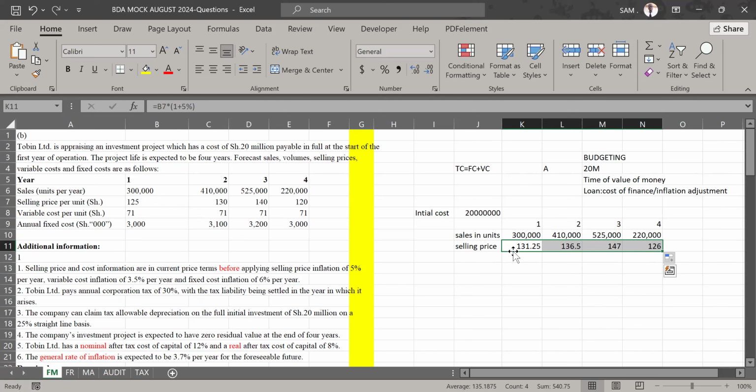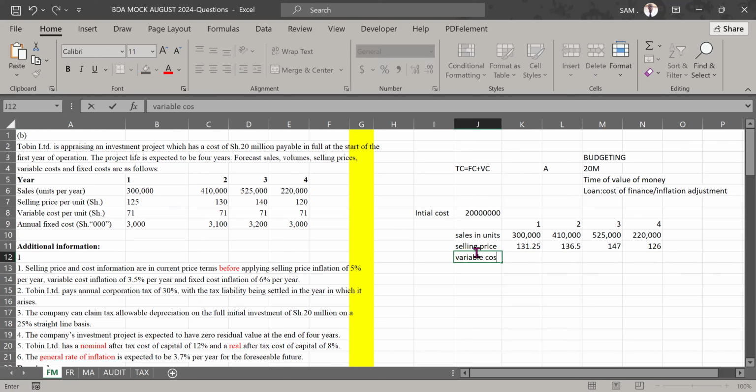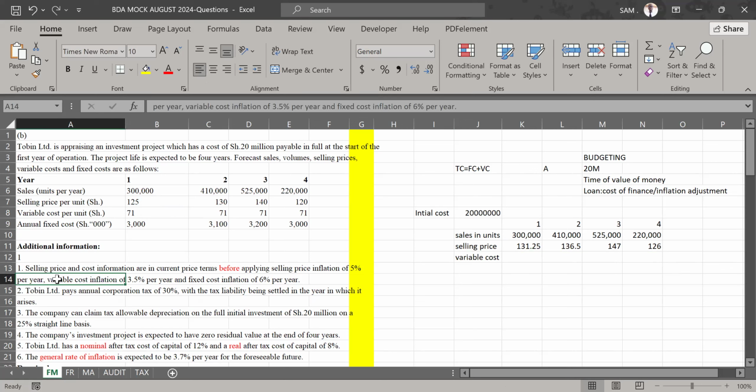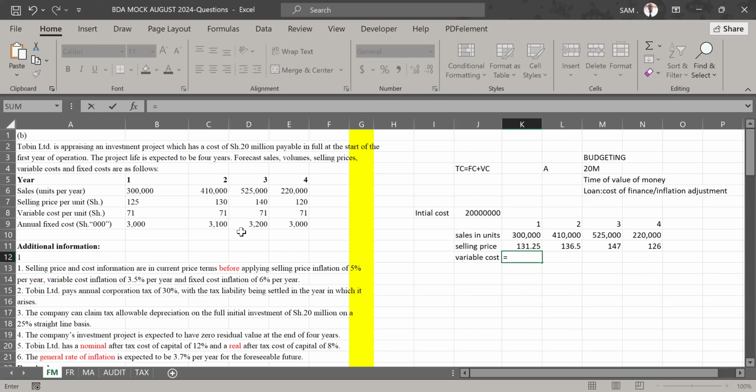We go to the next bit. Which bit is it? Now let's move to variable cost. That is the next element. Again, in the same note one, the examiner told us there is also an adjustment for the variable cost. By how much? 3.5%. So we do the same. We go there and refer to the variable cost per unit like that.